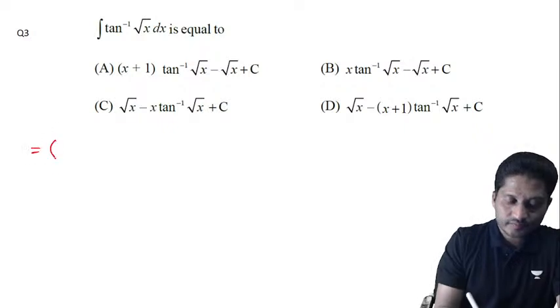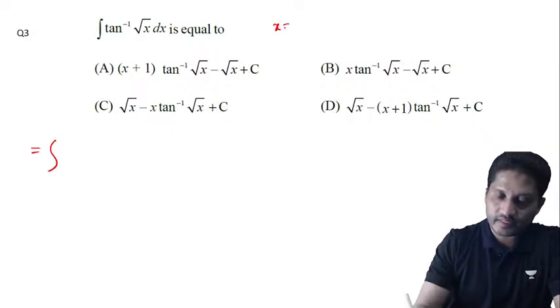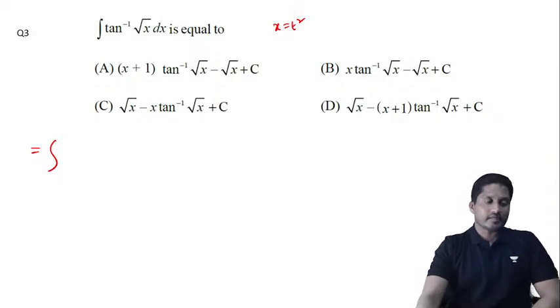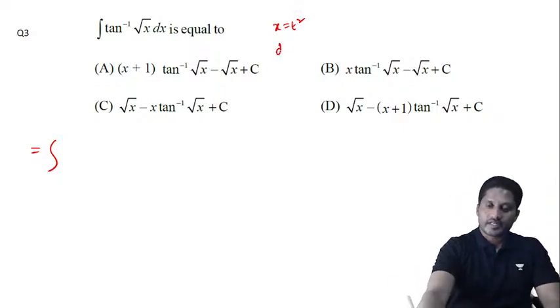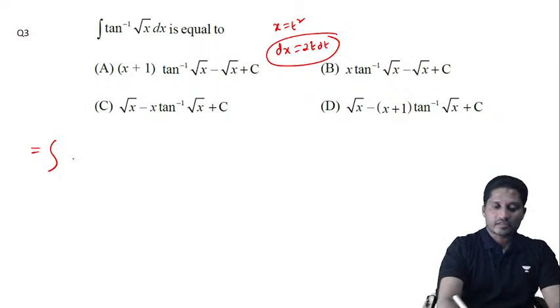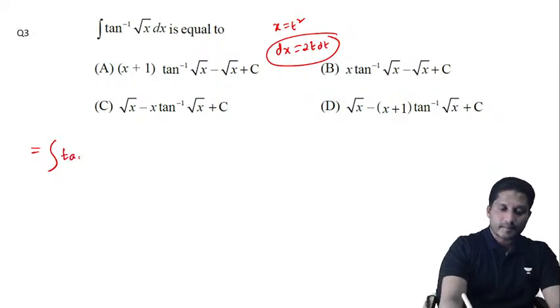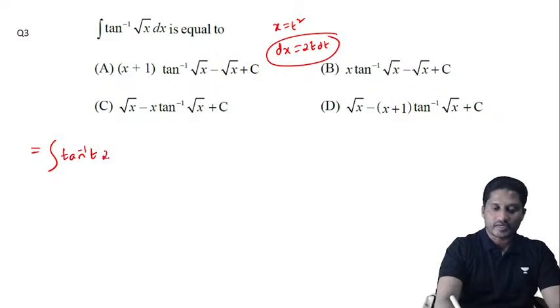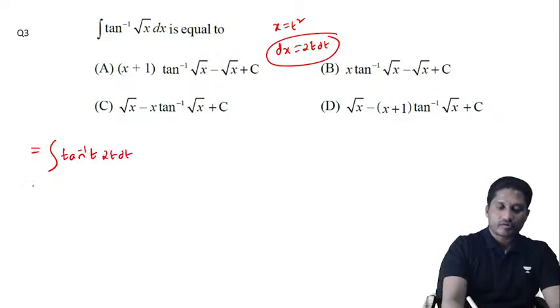Integration of tan inverse of root x. I'll put root x as t, that is x is equal to t square. Now if I differentiate, dx is equal to 2t dt, right? So this becomes tan inverse of t. X is equal to t square, dx is equal to 2t into dt. 2 is a constant, I'll take it outside. Now you get tan inverse of t into t dt.